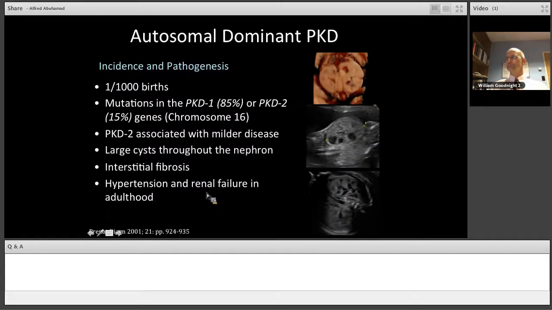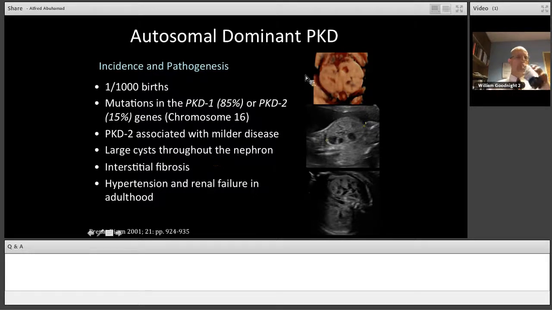Autosomal dominant polycystic kidney disease is fairly common. The mutations have been mapped to the PKD1 and PKD2 genes on chromosome 16. Most of the patients have PKD1; PKD2 is less severe. Here you have large cysts that you can see on ultrasound. So that's a major difference between the autosomal dominant and the autosomal recessive forms.